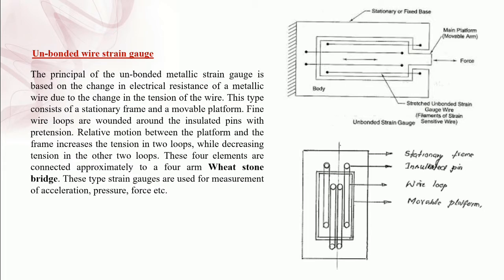These four elements are connected appropriately to a 4-arm Wheatstone bridge. Now these wires, which comprise the 4 arms of the Wheatstone bridge network, have two opposite arms which are tightened and the other two slackened by the displacement. While a bonded gauge tends to respond to the average strain in the surface to which it is cemented, the unbonded form measures displacement between the 2 points to which the respective supports are attached.